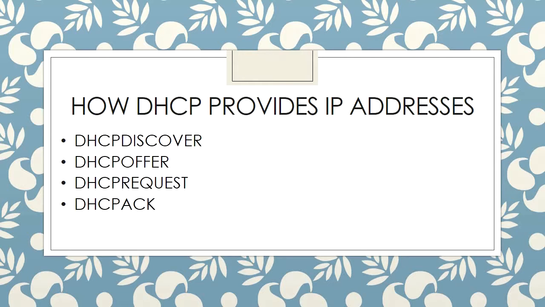DORA. There's DHCP Discover, which is when the client broadcasts a request for a DHCP server. DHCP Offer, where DHCP servers on the network offer an address to the client. DHCP Request, the client then broadcasts a request to lease an address from one of the DHCP servers. And finally, DHCP ACK, which stands for Acknowledge.